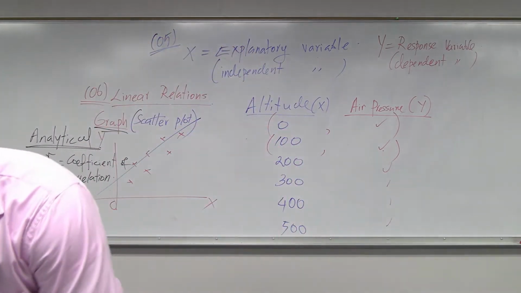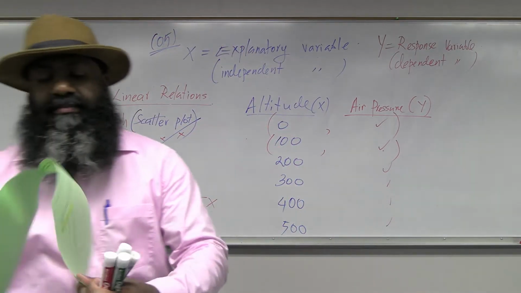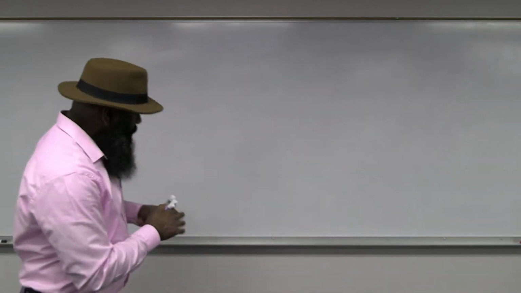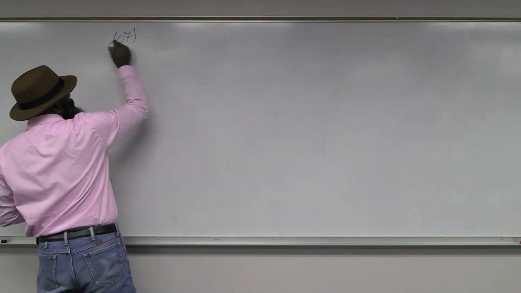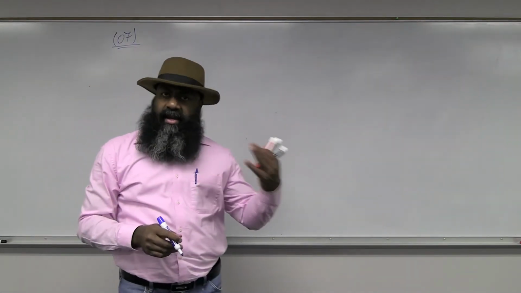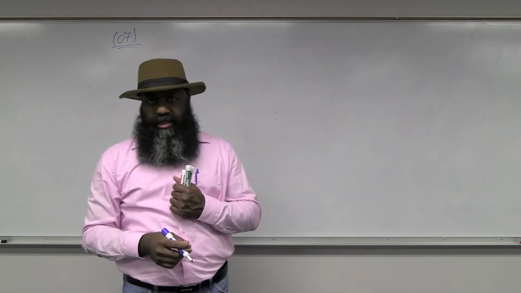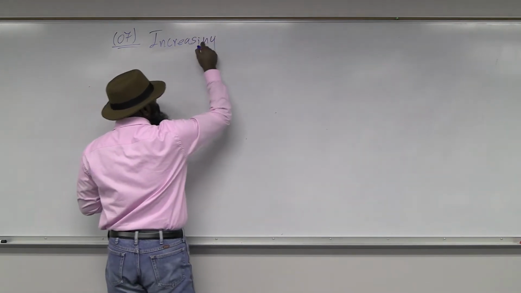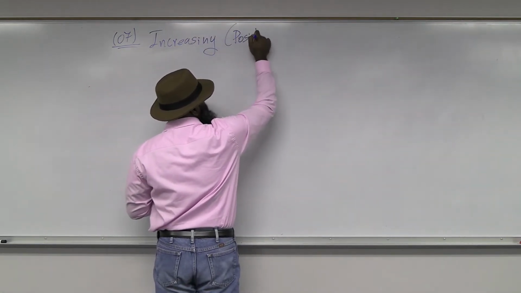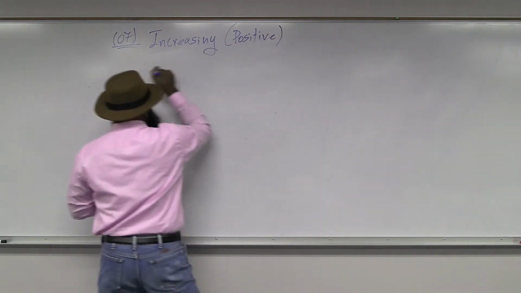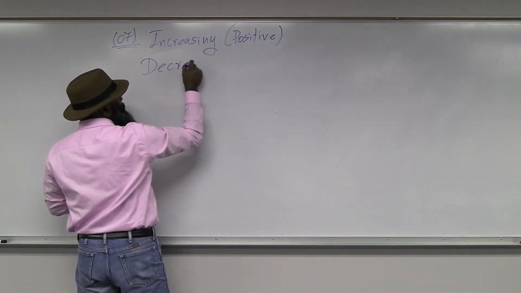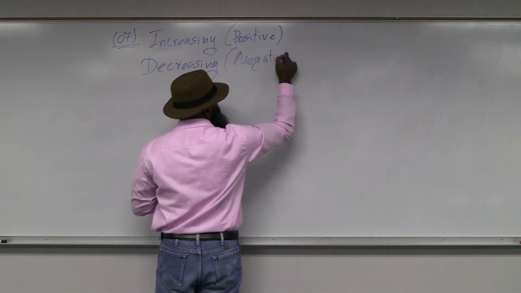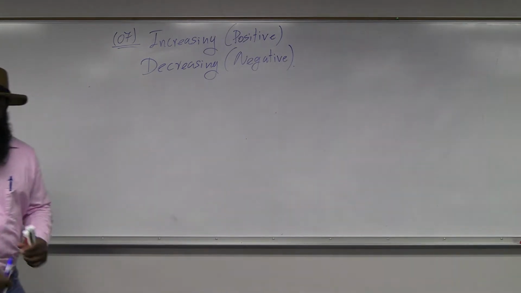Let's move on to the next point, which is point number 7. Point number 7, we discuss the two types of linear relationships. We can have increasing linear relationships or decreasing linear relationships. Increasing relationships are also called positive linear relationships, and decreasing linear relationships are also called negative linear relationships. So what are these two types of linear relationships?